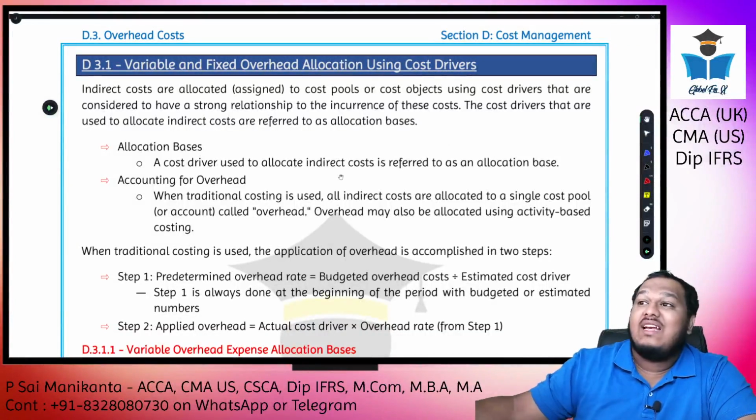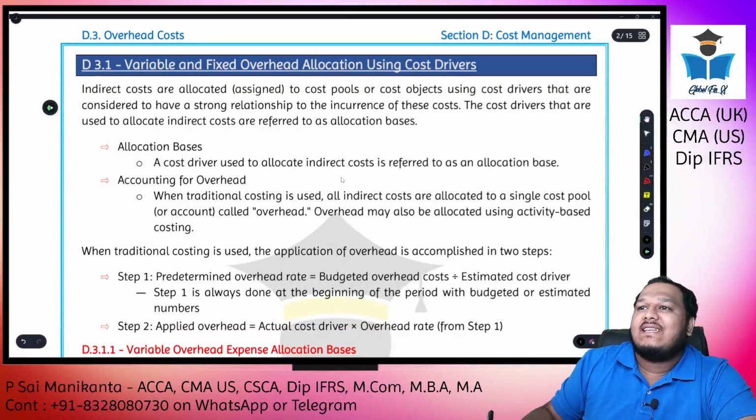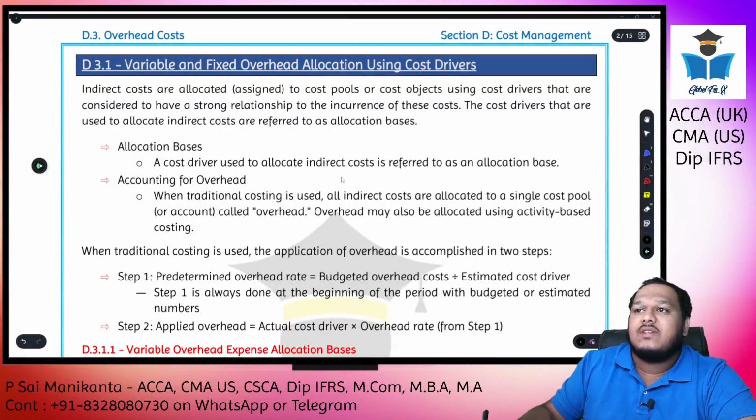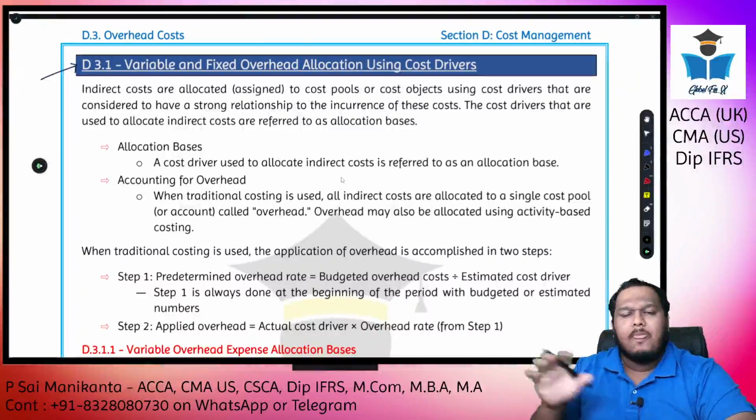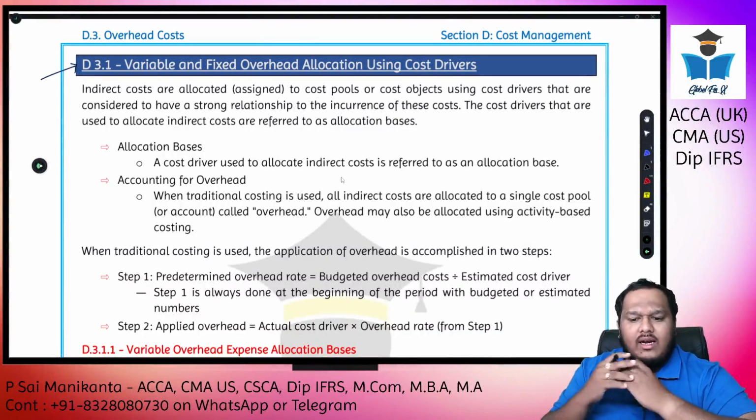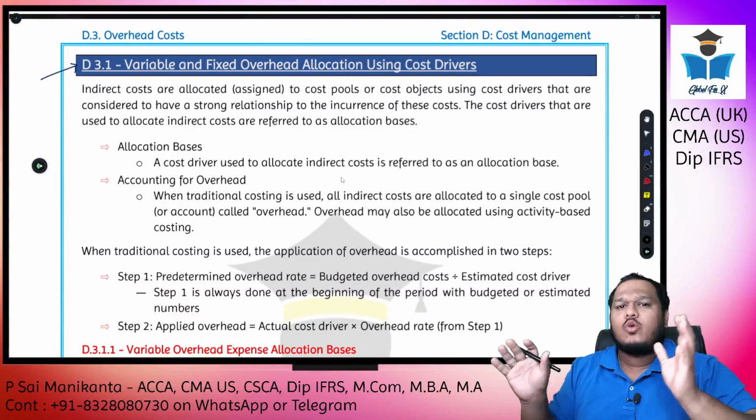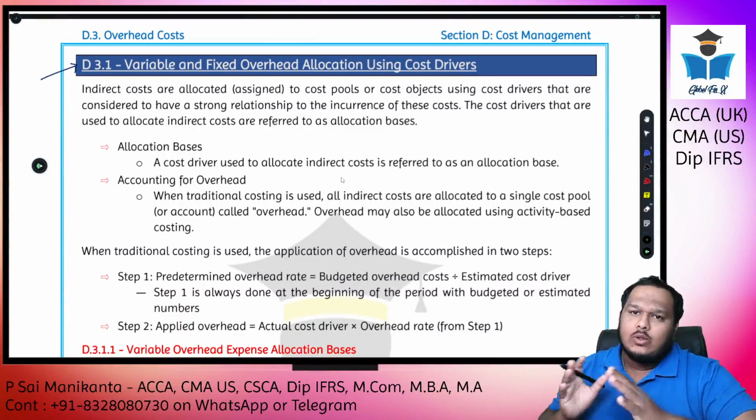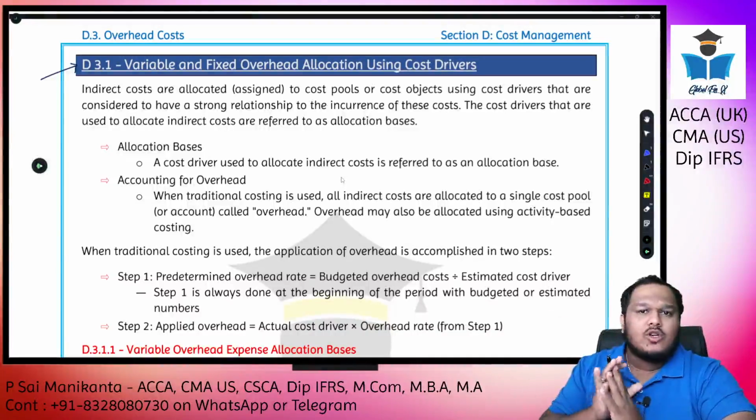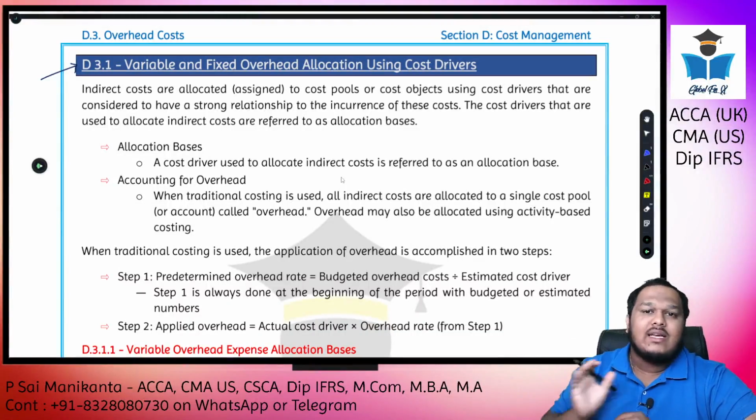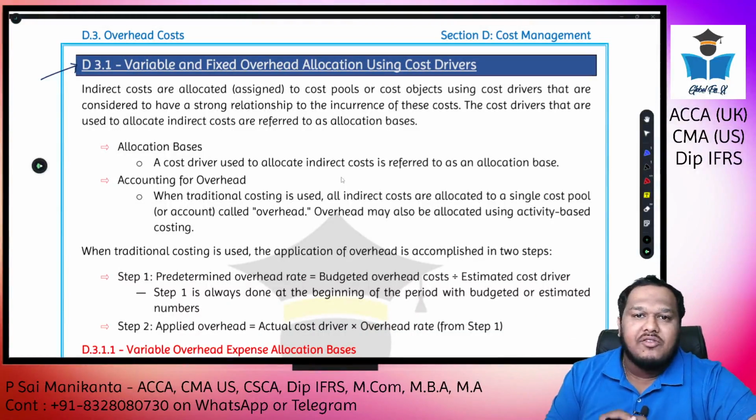Hey there. Let's start our first topic in D3, that is D3.1, variable costs and fixed overhead allocation using cost drivers. I'll keep it very simple. You already know all this. We have already covered all this in the previous D1 and D2 topics. So I'm just going to go through this so that you will recap those topics. Nothing new to explain. Just a recap of what we already learned in D1 and D2.